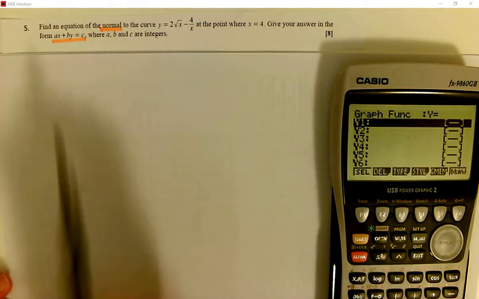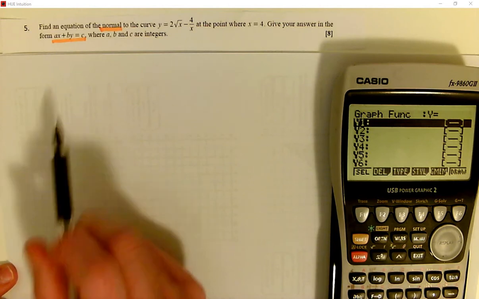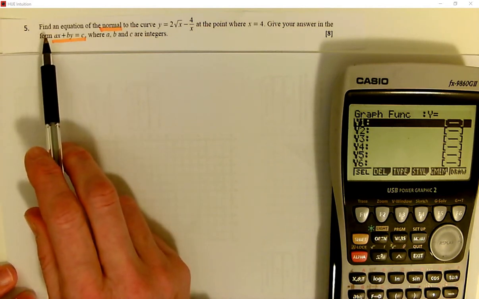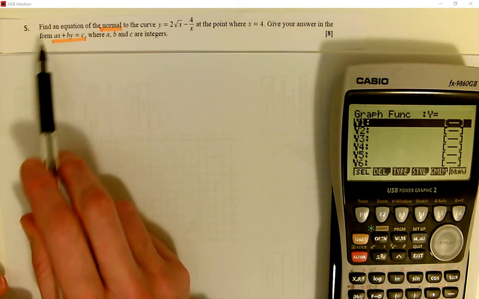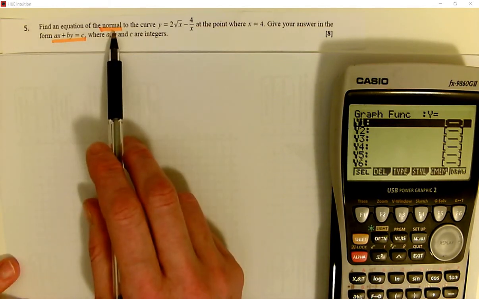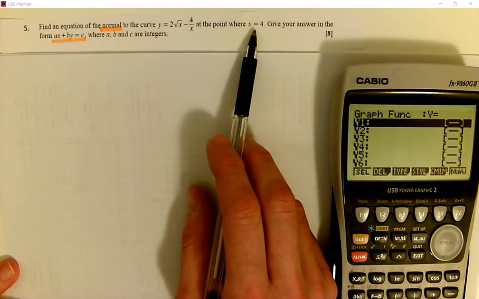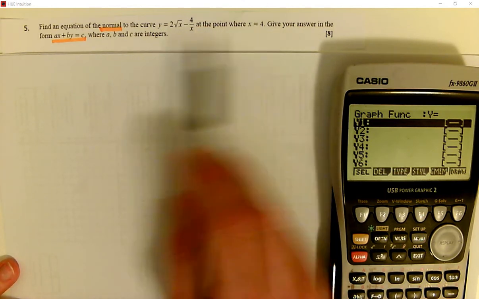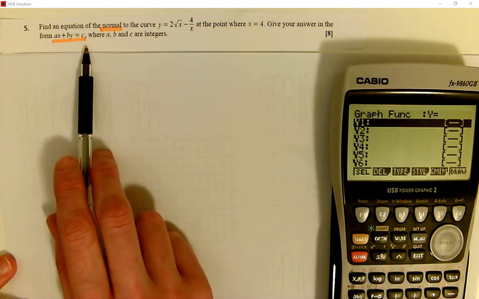Hi Year 12s, I'm going to go through question 5 from the January assessment. We don't need loads of working out, but I'm going to go through it step by step. Find the equation of the normal, not the tangent, to the curve given, where x equals 4. Give your answer in this format here. Okay, so we're going to have to check that at the end.